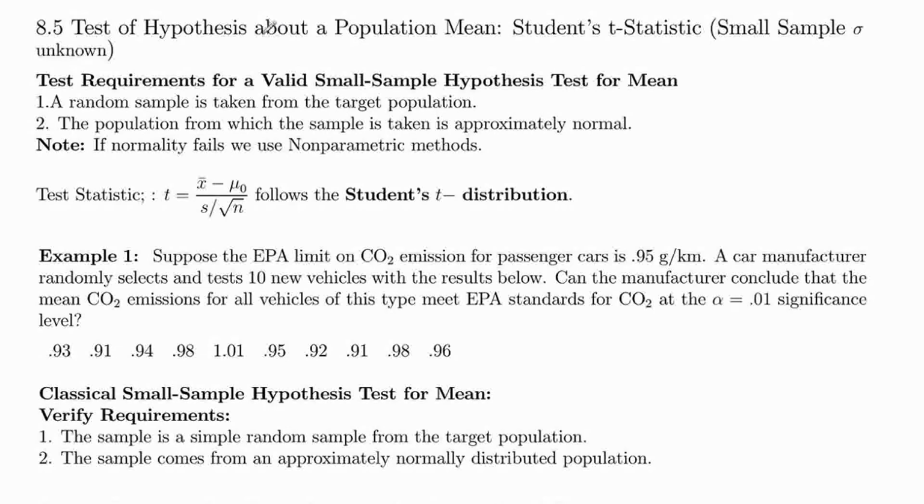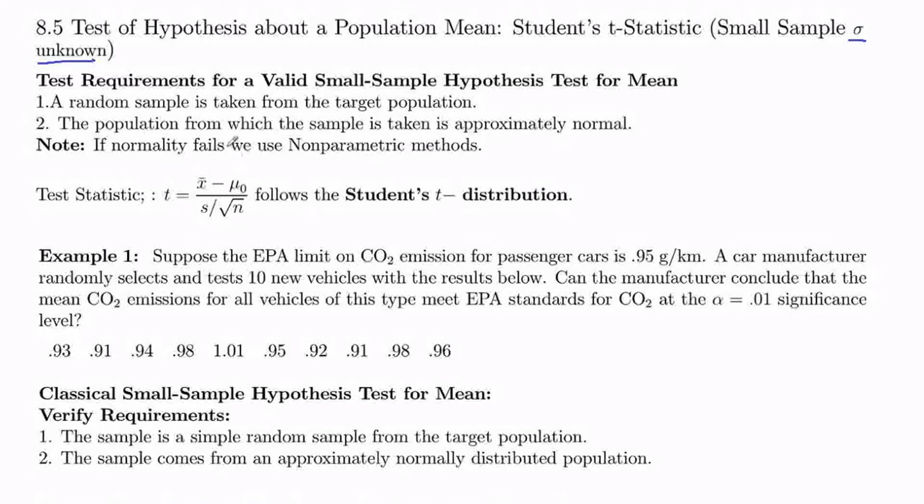When we first did our hypothesis test for the mean with a large sample, we assumed that the population standard deviation sigma was known. That is almost never the case. So here we're going to assume that sigma is unknown, and we could also have a small sample. What that necessitates is that we use a different distribution called the student's t distribution instead of the z distribution.